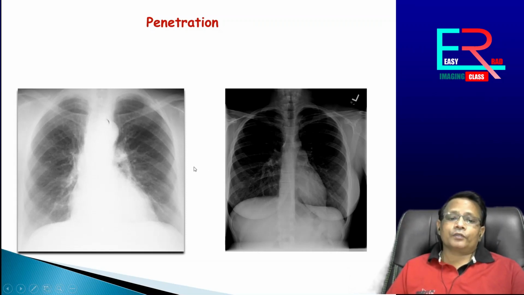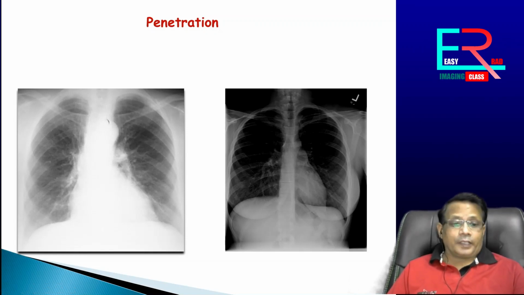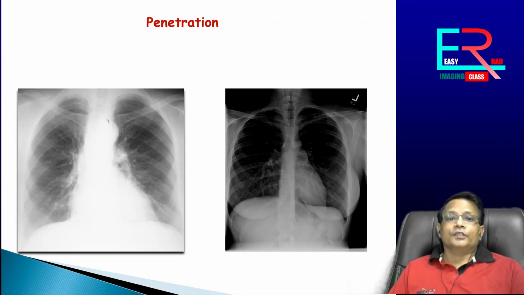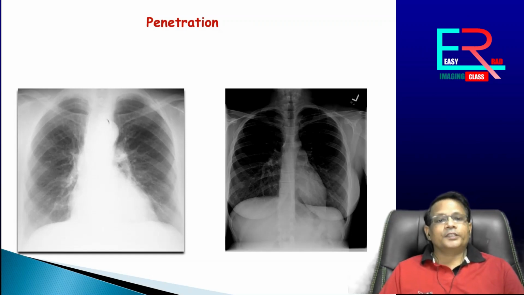What do we mean by penetration, or by hard or soft? It is related to technique factors, that is the kV or mAs. If we use low kV, low mAs, then we will find a soft X-ray. If we use more kV, more mAs, we will find a hard X-ray, that is overexposed, a highly penetrated view. We may need a highly penetrated view in some situations, and a soft X-ray in others, but usually we should get the optimally penetrated view.